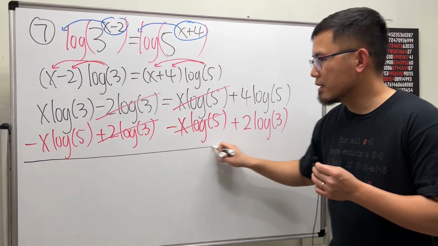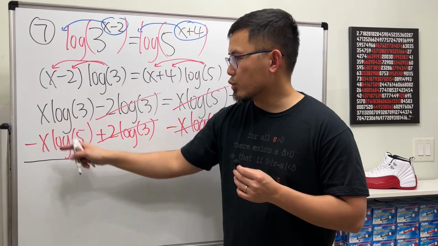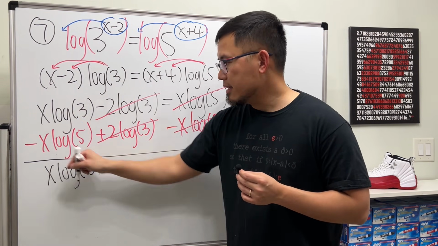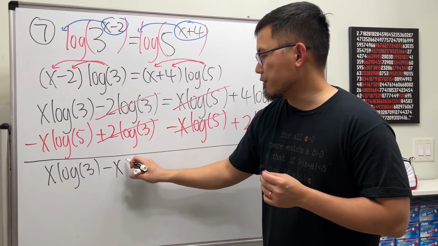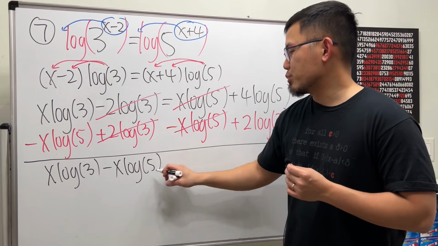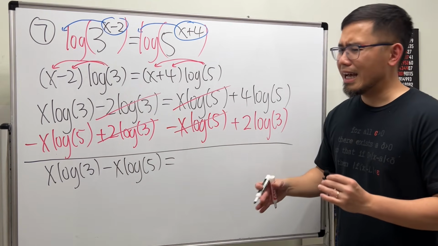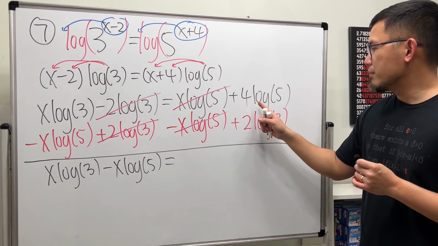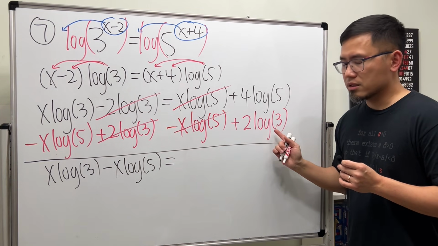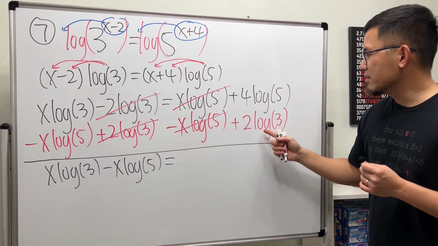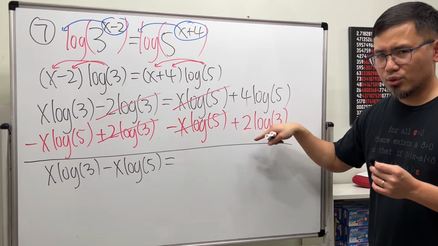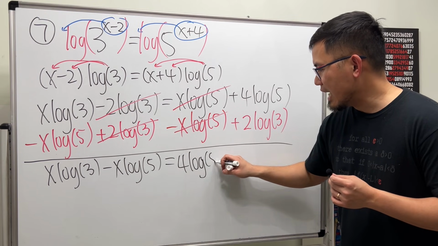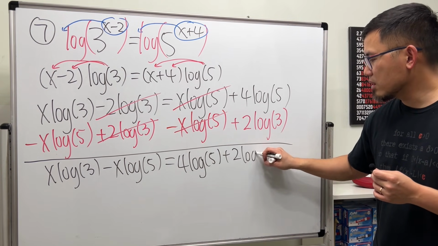Now have a look. Right here, I'm just going to write it as x log of 3 and then minus x log of 5. I know it's a long expression, but just calm down, just relax. It's like doing yoga, relaxing. Okay. And then on the right hand side, we have this plus that. They have different logs, so we cannot combine, right? This is log of 5, this is log of 3, so we cannot just do the 2 plus 4, no. Just write it down. 4 log of 5 plus 2 log of 3.